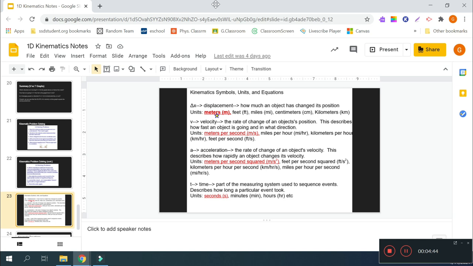We're going to use the symbol A for acceleration, and the units are going to be meters per second squared. And then the symbol t, lowercase, for time, and the standard unit for time is seconds. Obviously, you can measure time in minutes or hours, but seconds are going to be the standard unit.